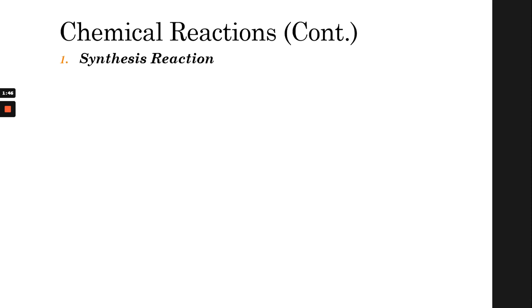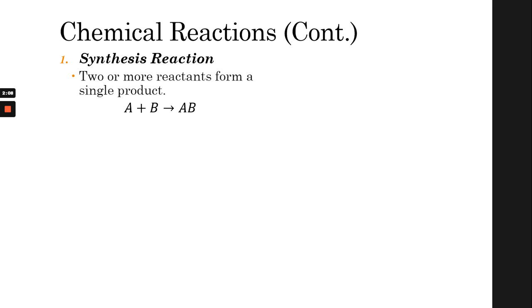Let's start with synthesis reactions. What are synthesis reactions? Basically, it's when 2 or more reactants, remember reactants are your beginning substances, come together to form a single product. So 2 or more reactants to a single product, and we usually use the equation A plus B equals AB. You have your reactants A and B, and then you create a single product, which is a combination of both of your reactants.